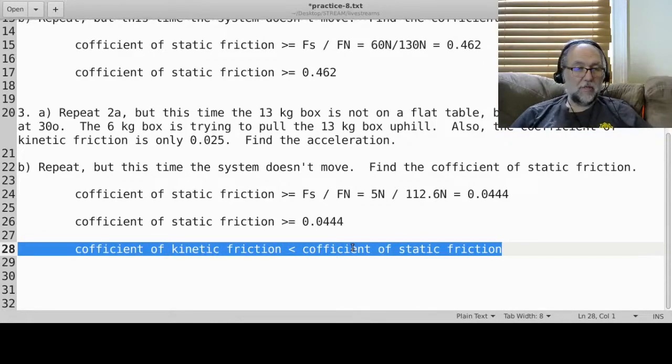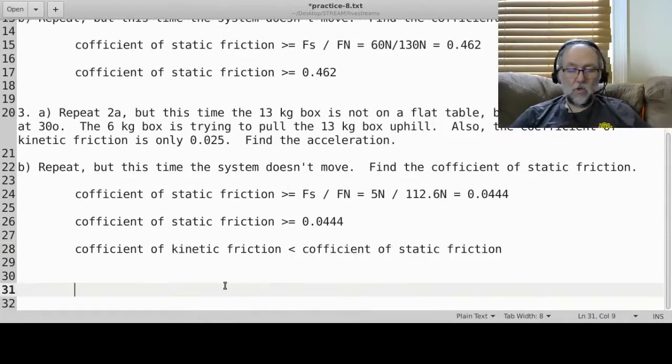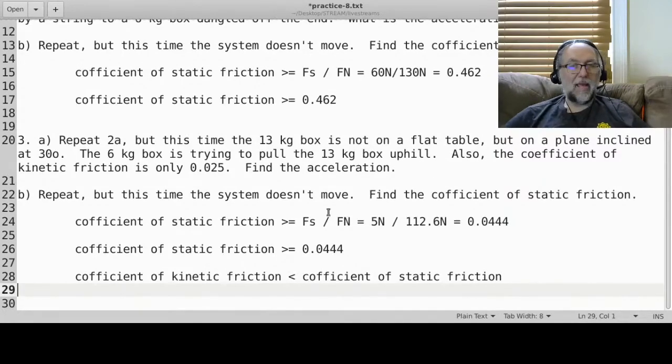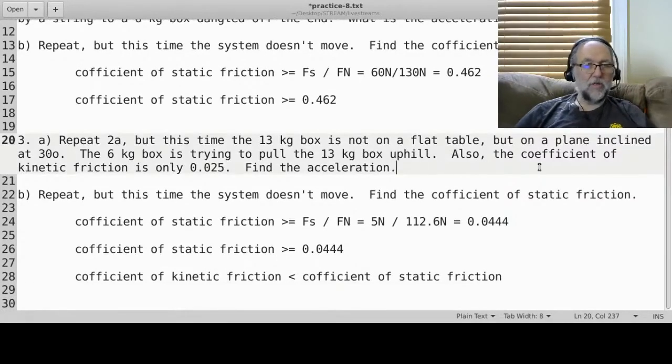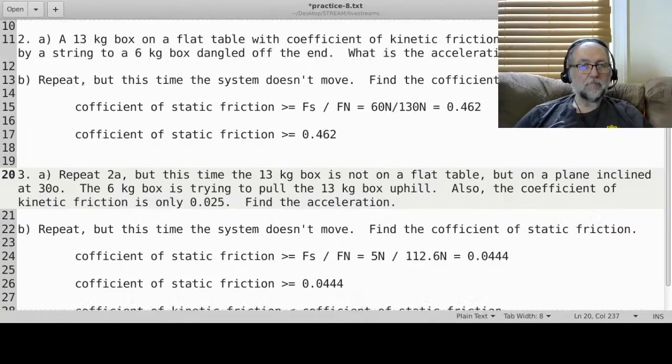So I just mentioned that in passing because it's not that big a deal in the lecture to know that the coefficient of kinetic friction is less than static friction. But you're going to show it in the lab, so we have it here, so I just thought I'd bring it up, okay? So there we go. There's part B, and let's turn our attention now to part A.